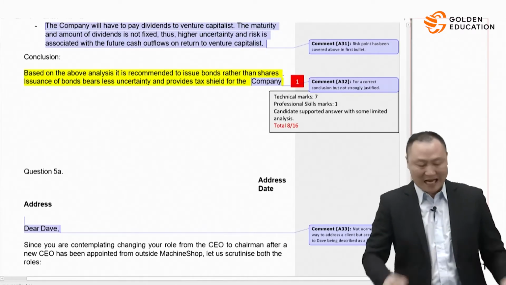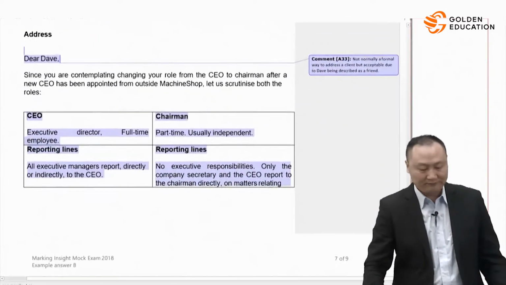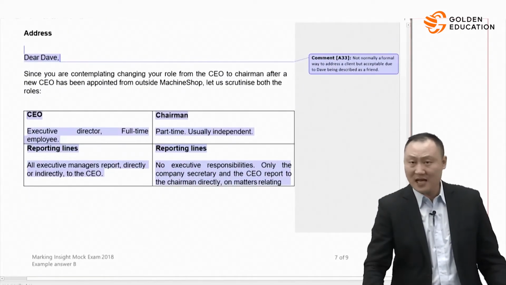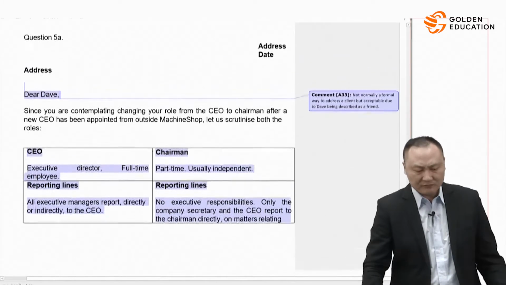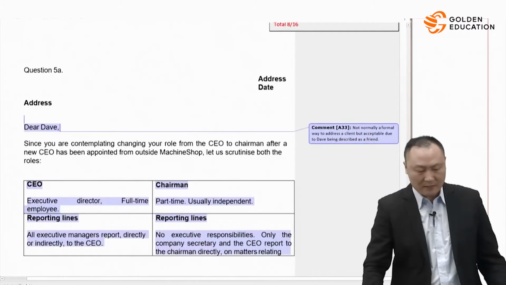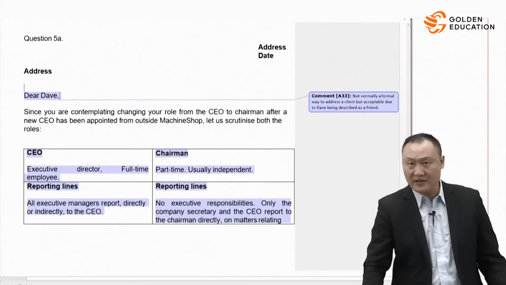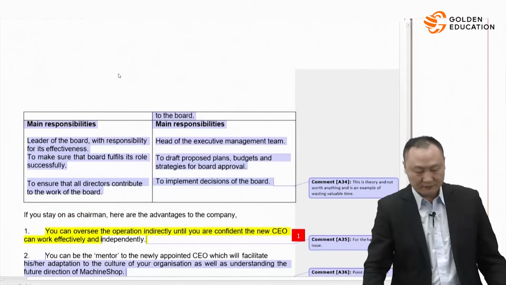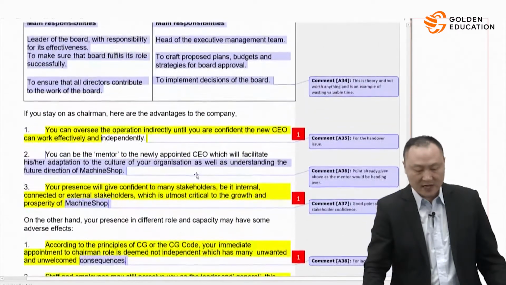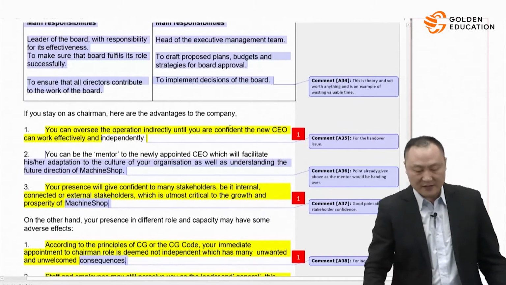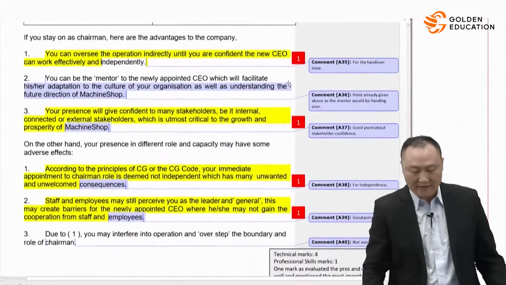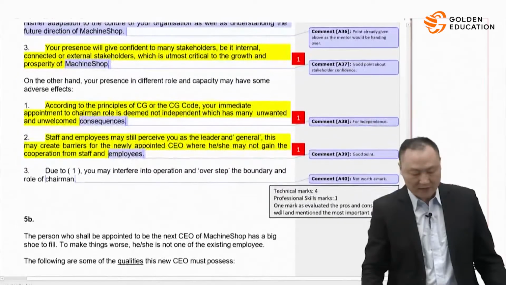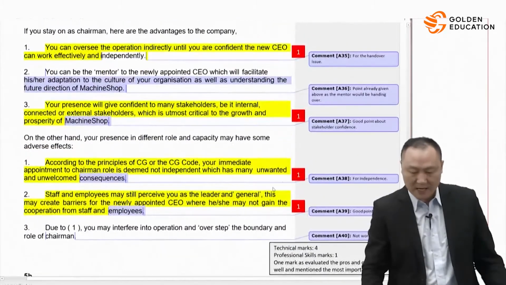All right, let's check. Oh, he made a table. The question did not ask you to make a table because it's simply a report, I think, right? Briefing notes, I think. So they did not ask you to make them into a table. The examiner does not like that because the table is too simple, not enough analysis. If you stay on as a chairman here, advantages to the company. Let's check. 1 valid point, 2, 3, and 4 marks, 4 technical marks for question number 1.